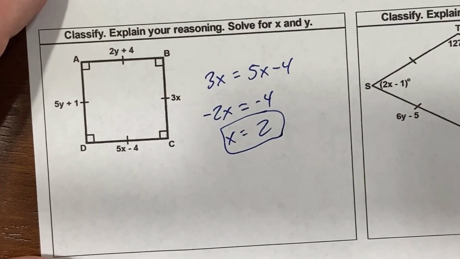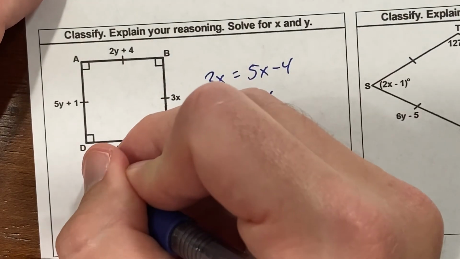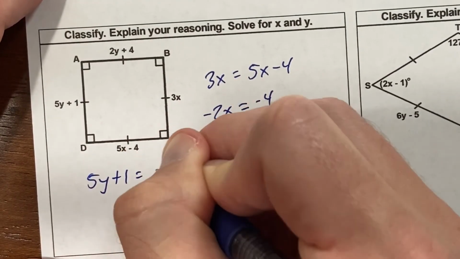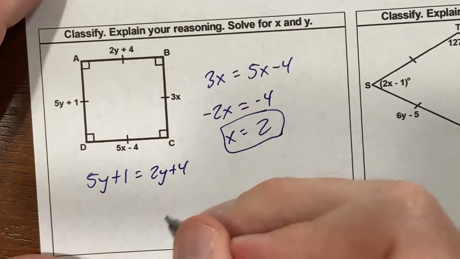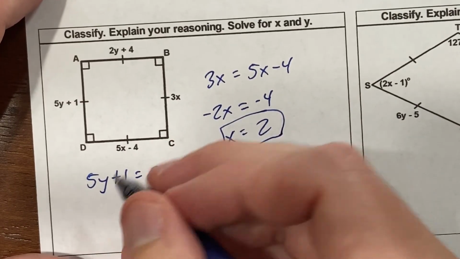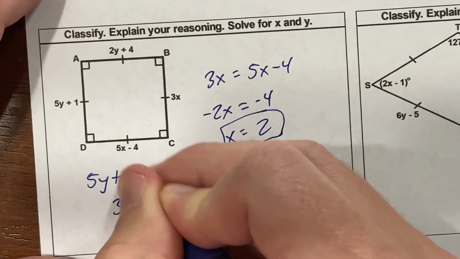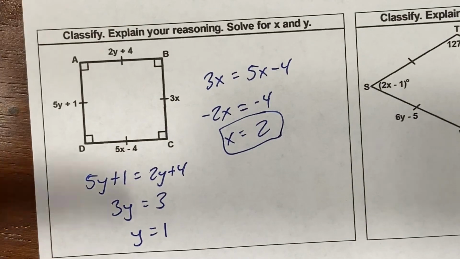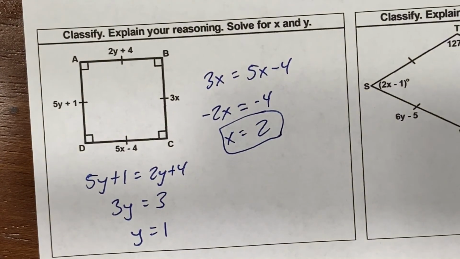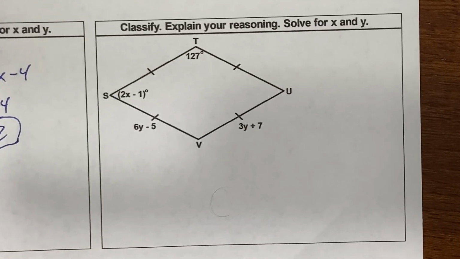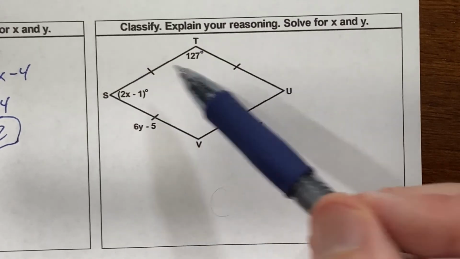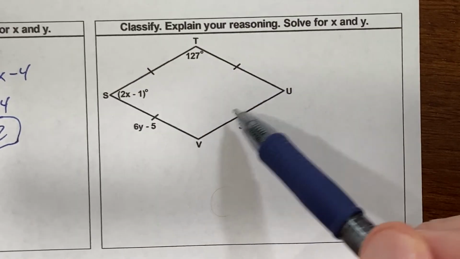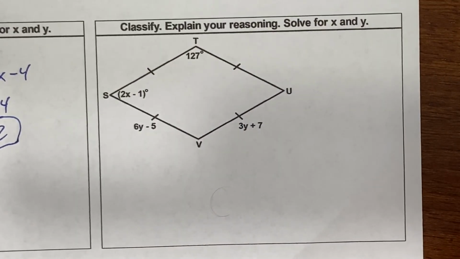If I'm solving for y, I'm going to choose the 2 sides with y's in them. So 5y plus 1 equals 2y plus 4. I'm going to subtract the 2y over and get 3y. I'm going to subtract 1 and get 3. So y should be 1. And when I look over here, we're looking at a rhombus. The reason is we have 4 congruent sides, but not 4 right angles. So just 4 congruent sides. So this is a rhombus.